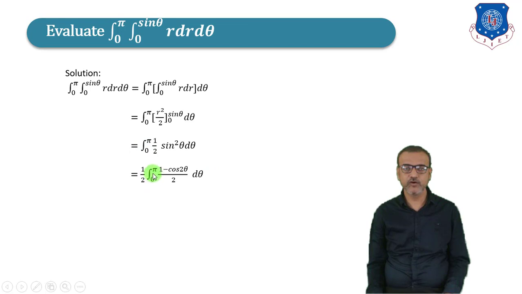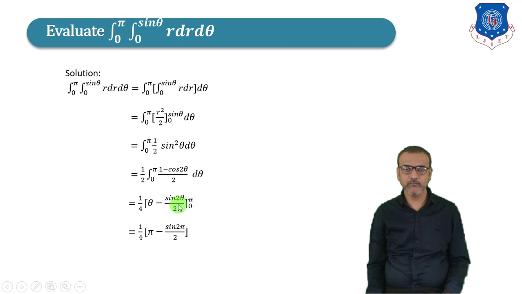Integration from 0 to pi. We cannot integrate sine square theta directly. So we have one formula of sine square theta, that is 1 minus cos 2 theta by 2, and this d theta will be as it is. Now this is equals to 1 upon 2 into 2, that is 4. Now integration of 1 with respect to theta is theta. Then after this minus sign, integration of cos 2 theta is sine 2 theta by 2, and the limit is from 0 to pi, and this is equals to 1 upon 4.